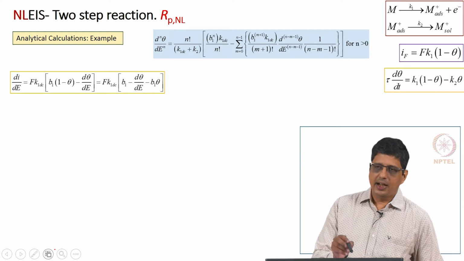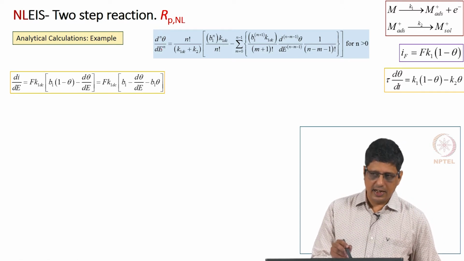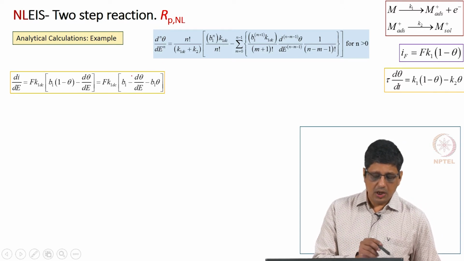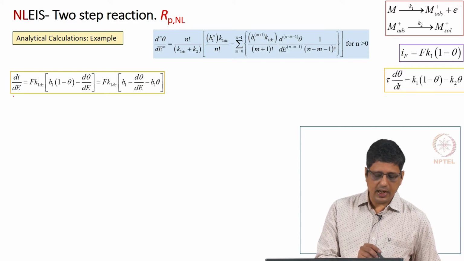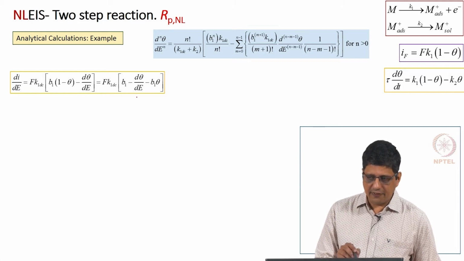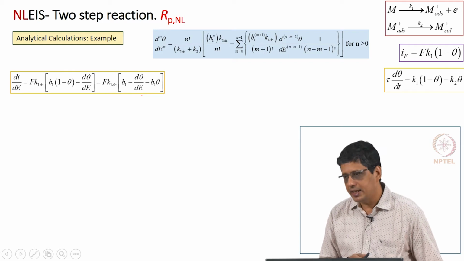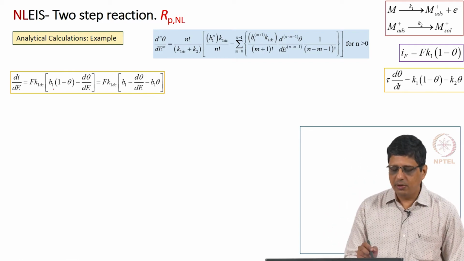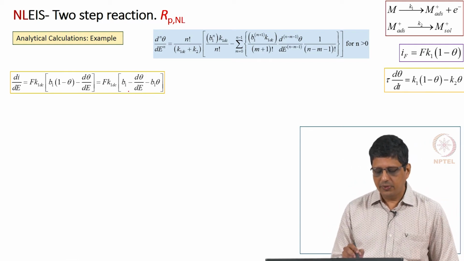So, in this we can write the expression for the nth derivative of theta. Now, look at the current value dI by dE. First derivative I can easily write, we have done this before: F k1 dc b1 (1 minus theta) d theta by dE. Now, I just arranged it slightly differently, so that it is easy to generalize later. Instead of writing b1 (1 minus theta), I will write it as b1 minus d theta by dE minus b1 theta.